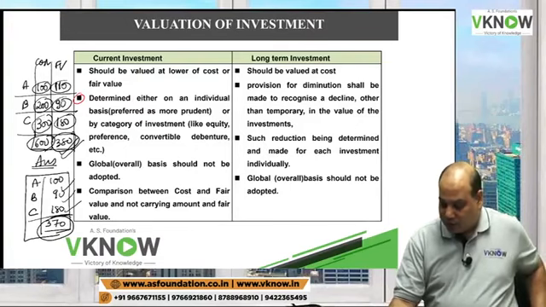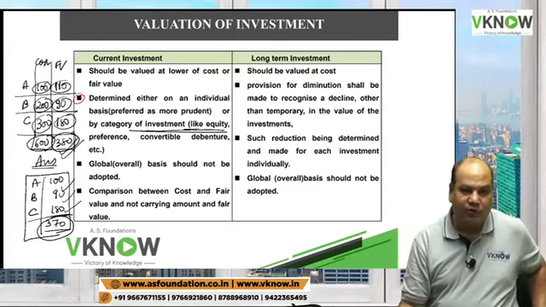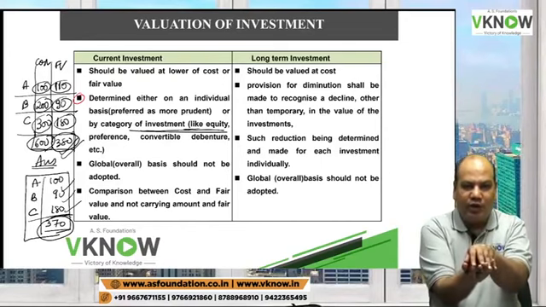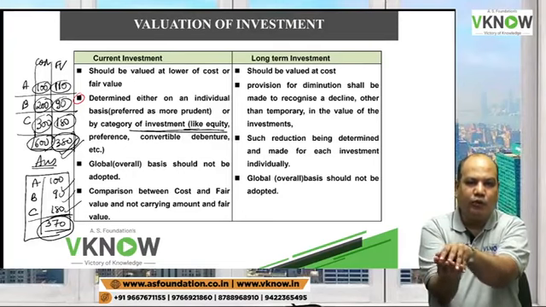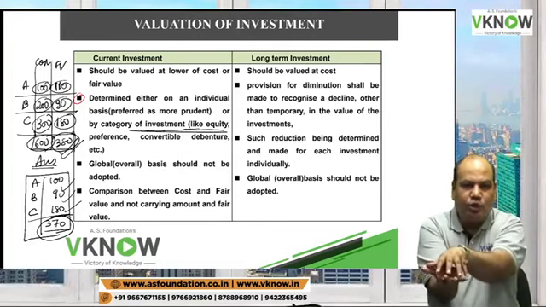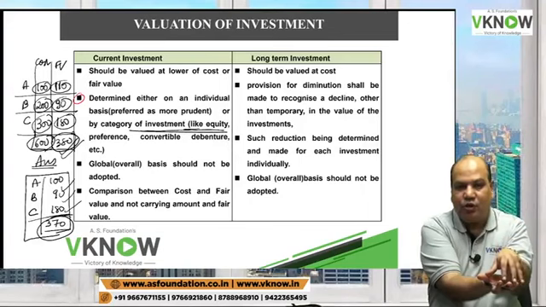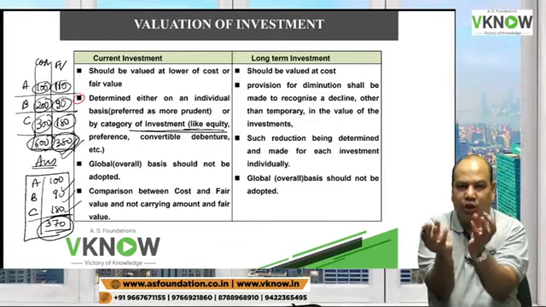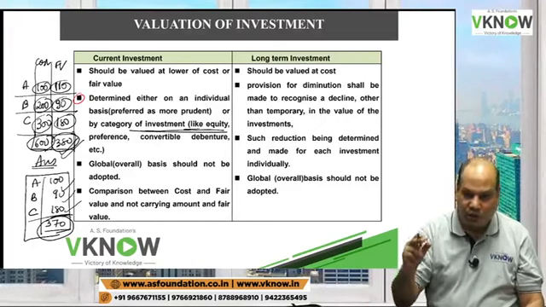However, there is an exception. You can compare the total on the basis of category of investment. That means you can take all equity shares as one category, total cost versus total fair value of all equity share can be done, total preference share cost with total fair value of all preference share can be done, total debenture cost with total fair value of debenture can be done. So category wise totaling can be compared, but again the ideal situation would be to compare one by one.